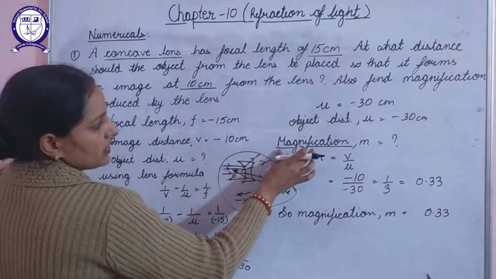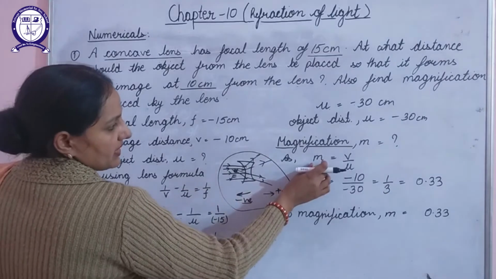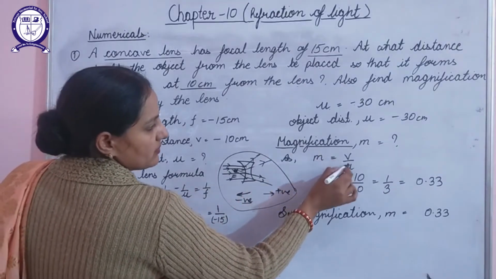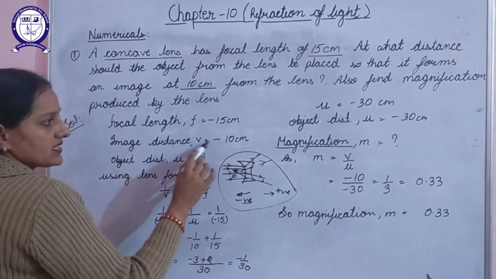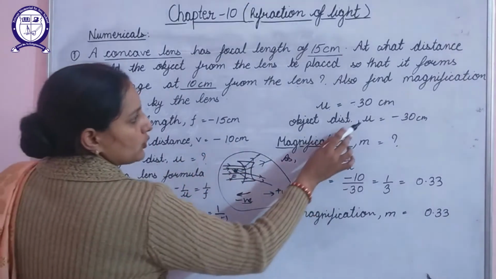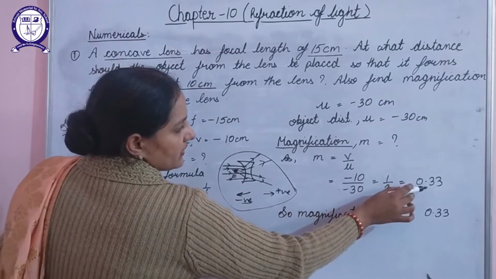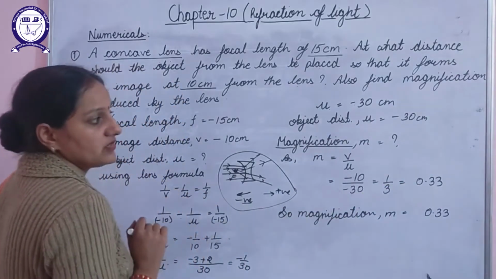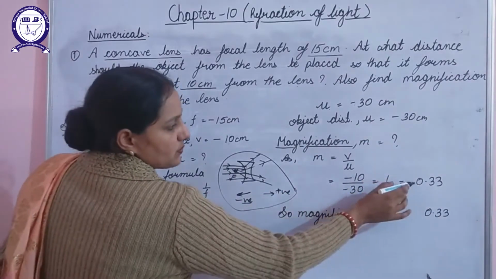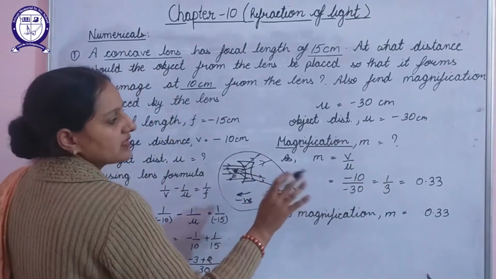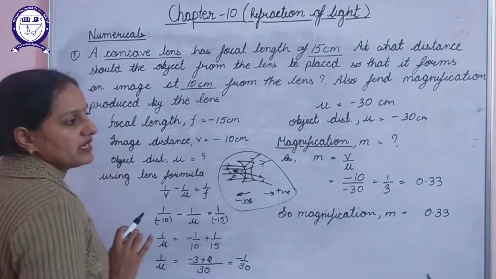Next part, we have to calculate magnification. The formula for magnification that we'll use here is V by U. Value of V is given as minus 10. Value of U we have calculated as minus 30. On substituting and solving, we'll get it to be 0.33. Here the magnification is positive. If no sign is mentioned here, it indicates a positive value of magnification.